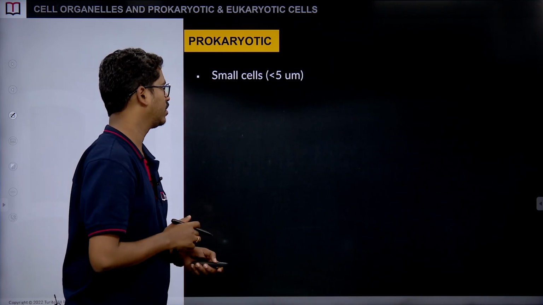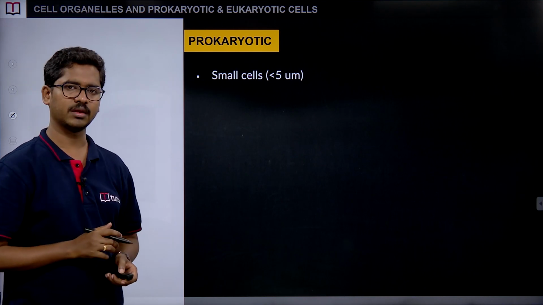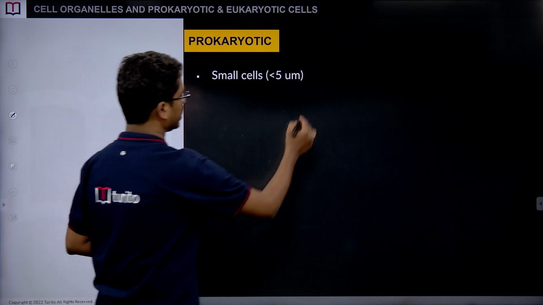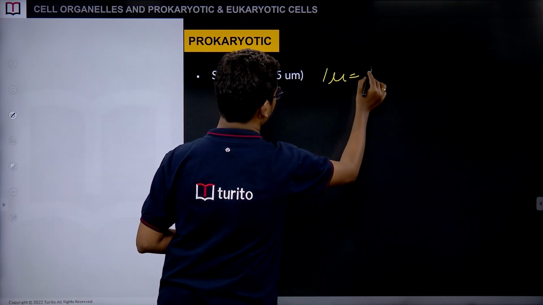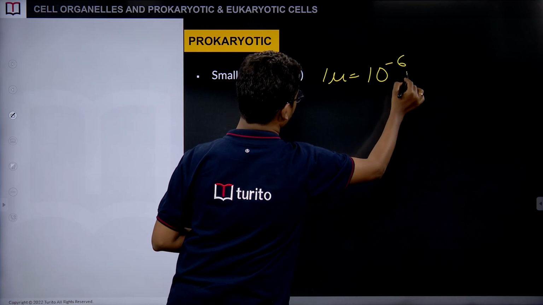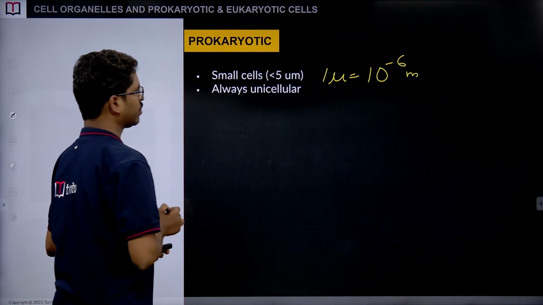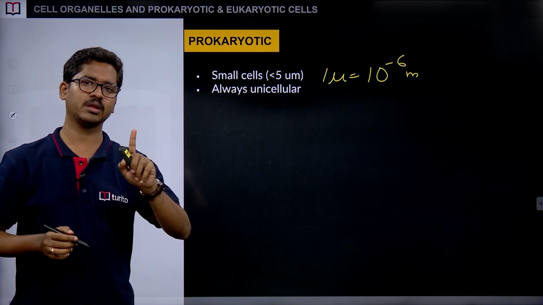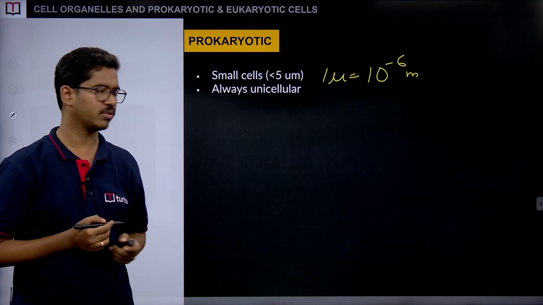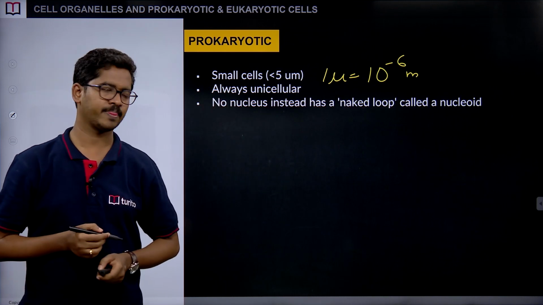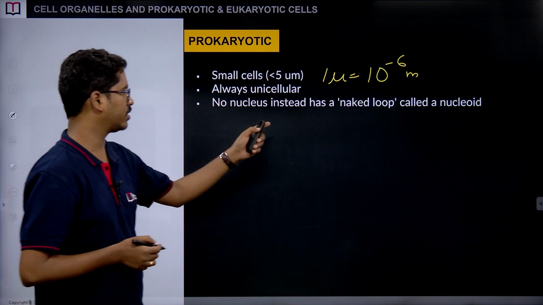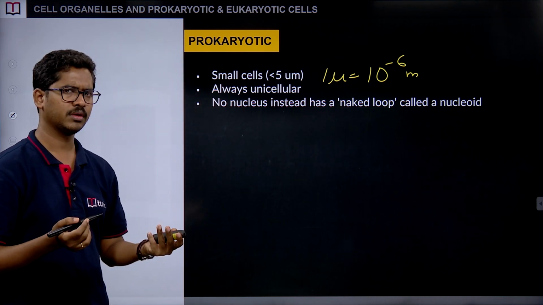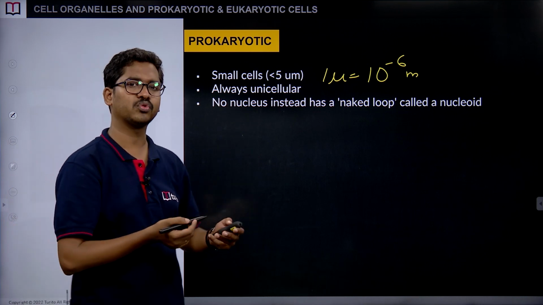Prokaryotic cells have a size of less than 5 micrometers. For your understanding, 1 micron is equal to 10 to the power minus 6 meters. They are always a single cell as an organism, that is why they are always unicellular. They have no nucleus; instead they have a naked loop called the nucleoid. That means they do not have a true nucleus. We just discussed they have a pseudo nucleus.